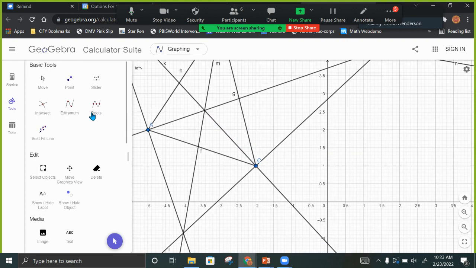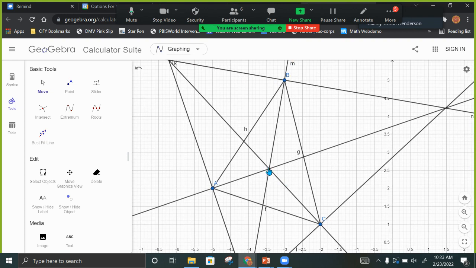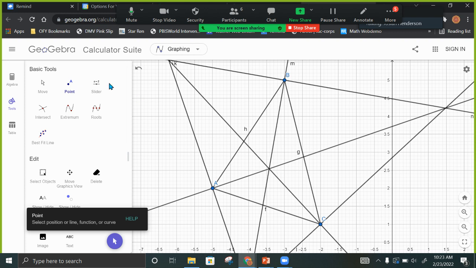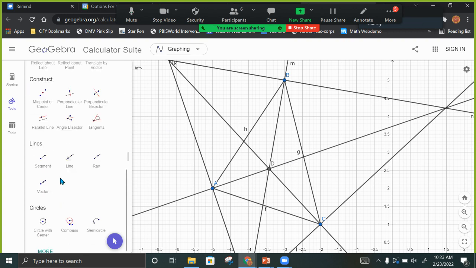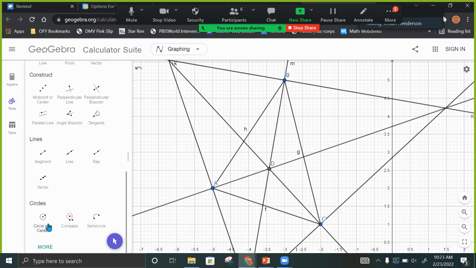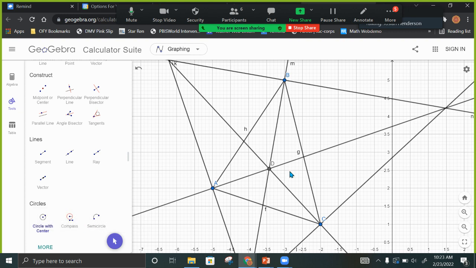I'm going to zoom in. And see how they're all intersecting at that same point? I'm going to go ahead and throw another point right at that intersection. And now I can make my circle. So scroll down in your tools, and there's circle with center. And it says select center point and then a point on the circle. So I'm going to select my D point. And then if you see me doing this, you just move your cursor out and basically click when you want it to stop. I'm going to try to show it being right at the intersection on my triangle.